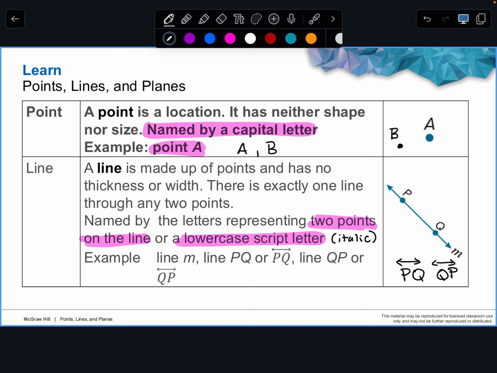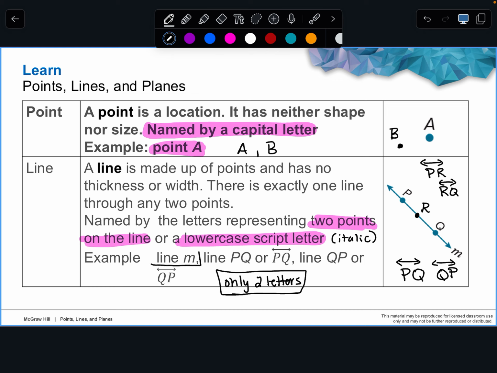Now, if there was another letter on this line, say, an R in the middle of there, R right there, you pick two letters. So now it could be P, R. Okay? Or R, Q. But only two letters. Okay? Only two letters. Ever.